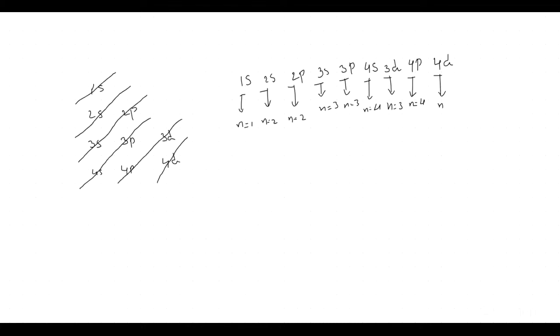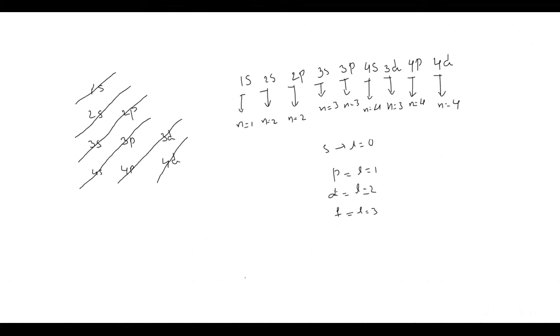If s, it means L value is equal to 0. If p, L value equal to 1. D, L value 2. F, L value 3. So, how many will fill in 1s? What are the possible options of filling?